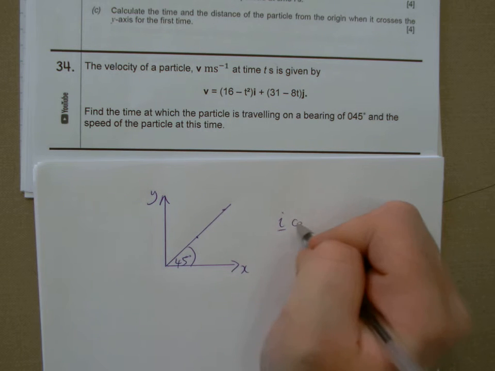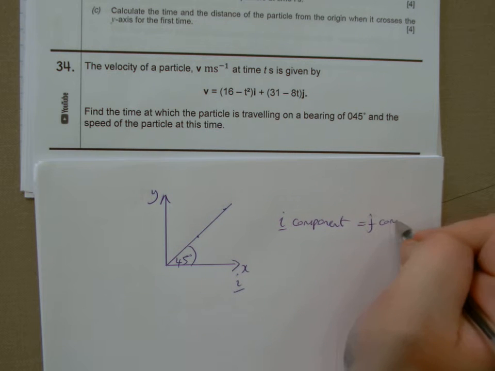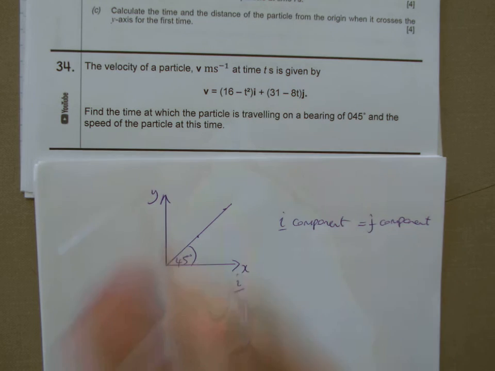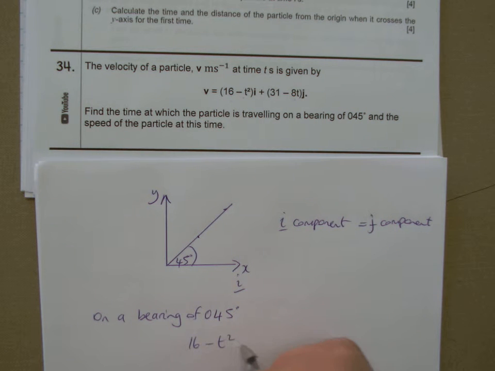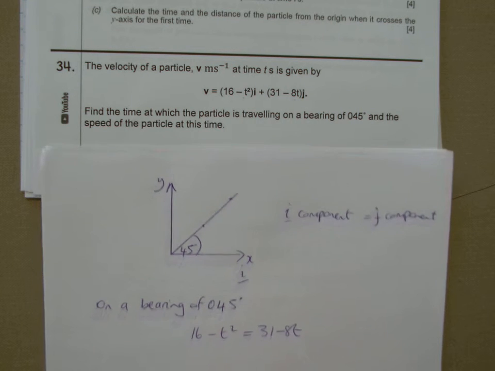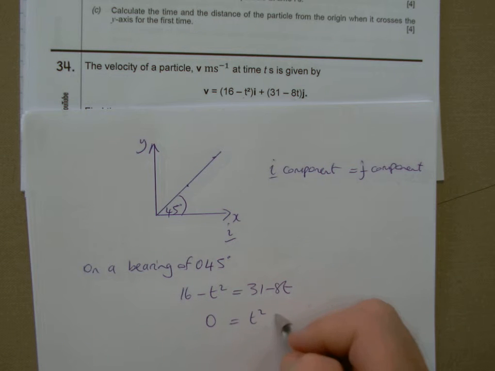In other words, the i component, which represents, remember, the x direction, will equal the j component. Because velocity defines direction, we can say that these have got to be equal to each other. So on a bearing of 045 degrees, these will be equal. In other words, 16 minus t squared will equal 31 minus 8t. So what I can do then is get everything to one side. So I get t squared plus 31 minus 8t minus 16, so that'll be t squared minus 8t plus 15 is equal to 0.